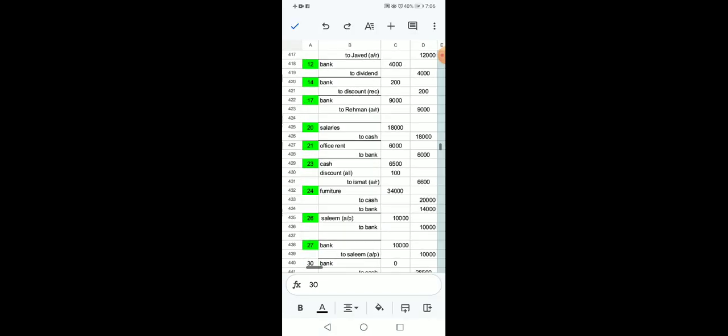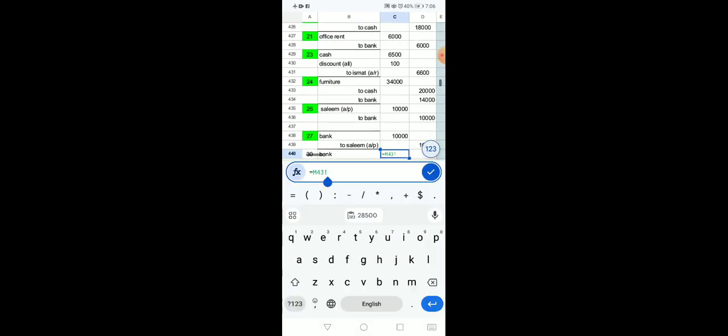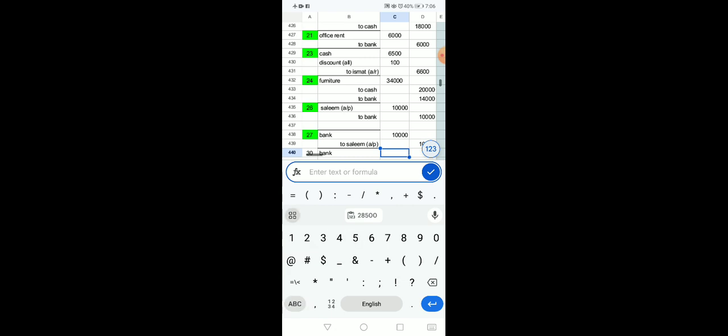A missing figure has been completed. This was 28,500. This way you have completed your entry, and now both elements have also been posted. Entry number 30 is completed. Mark it as it has been done.